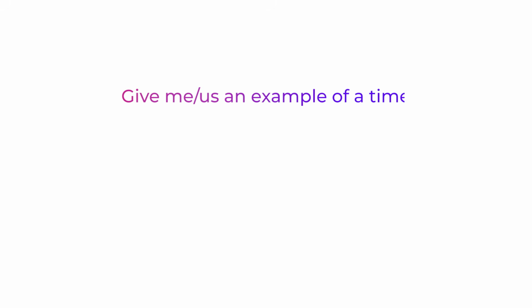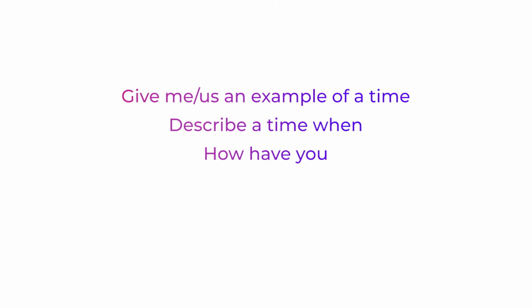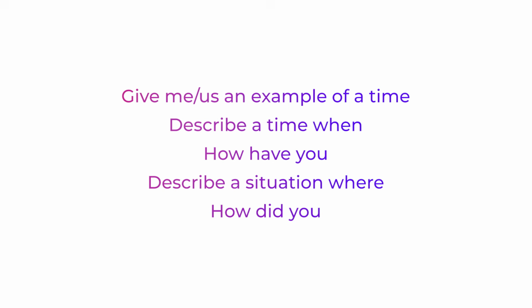A STAR method question will usually start with: give me or give us an example of a time, describe a time when, how have you, usually about how you've handled something that's happened, or describe a situation where, which would relate to something that happened usually at work. So usually they want a work related example, and also how did you, again about how you've handled something in the past. So what's the pattern here? Well, all of these questions are asking about a past occurrence where something happened. They are asking about a specific situation, and that's when it becomes a STAR method question. So these questions also go by the name situational interview questions.